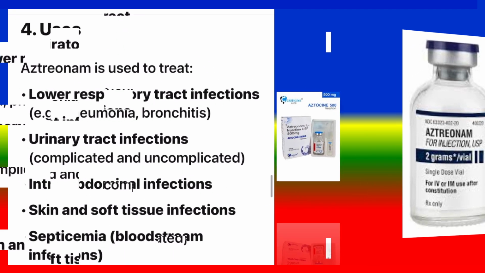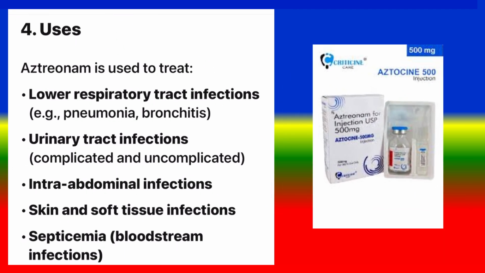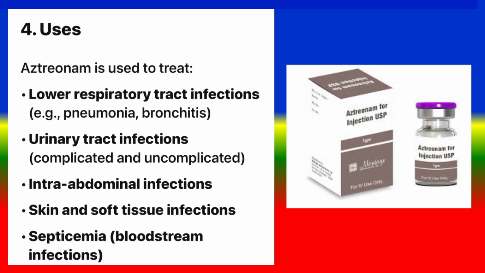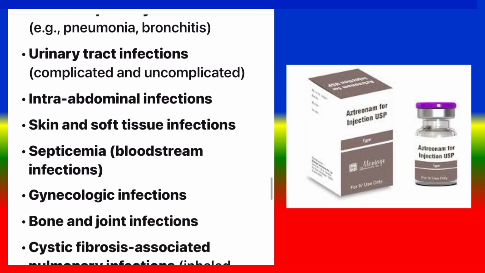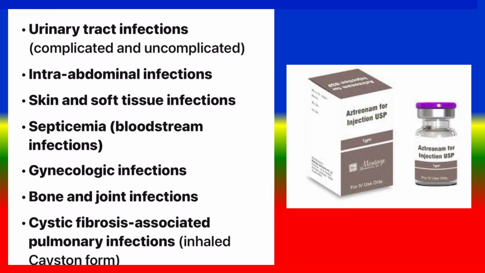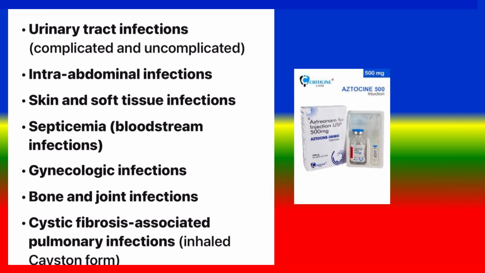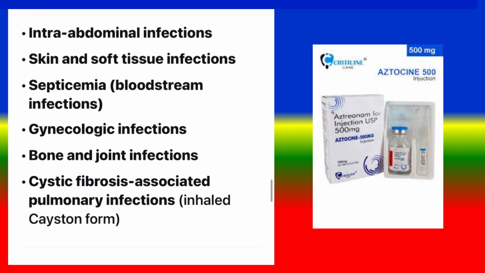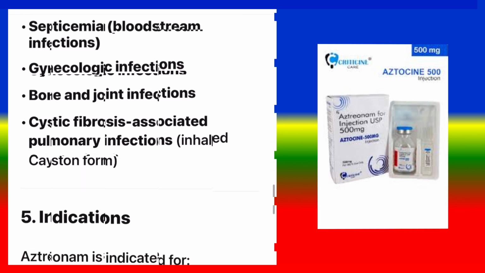Number 4. Uses: Aztreonam is used to treat lower respiratory tract infections, e.g. pneumonia, bronchitis, urinary tract infections, complicated and uncomplicated, intra-abdominal infections, skin and soft tissue infections, septicemia, bloodstream infections, gynecologic infections, bone and joint infections, and cystic fibrosis-associated pulmonary infections, inhaled Cayston form.